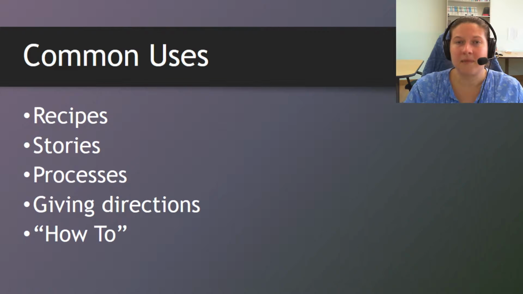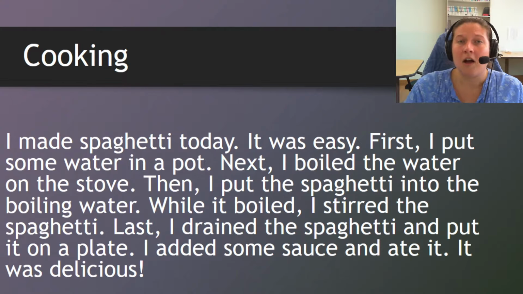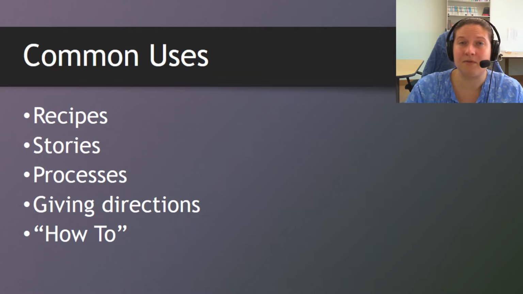So here, we use one of the common uses for sequences, a recipe. Here, I made spaghetti. This is a walkthrough of how to make spaghetti in order. Some other common uses for sequencing: recipes, stories. My cooking recipe is also a story. It's written out in full sentences.